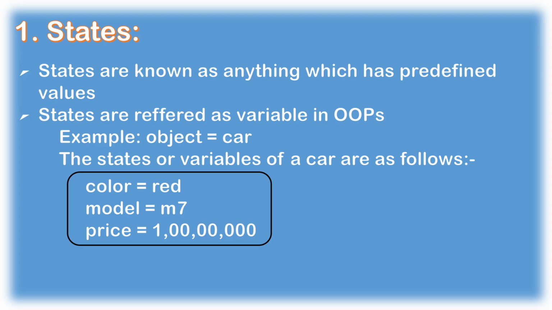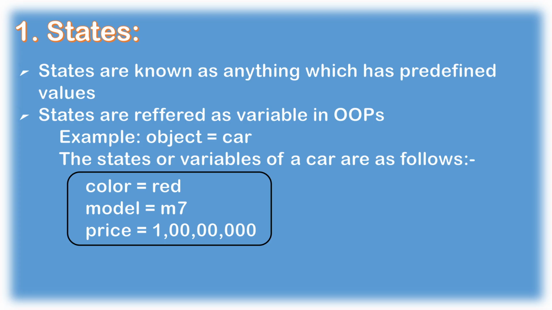States are known as anything which has predefined values. States are referred as variable in OOPS. Example: suppose we have taken an object. So object is a car. So we are taking one example for car object. What can be the states or variables of a car? Let's see.